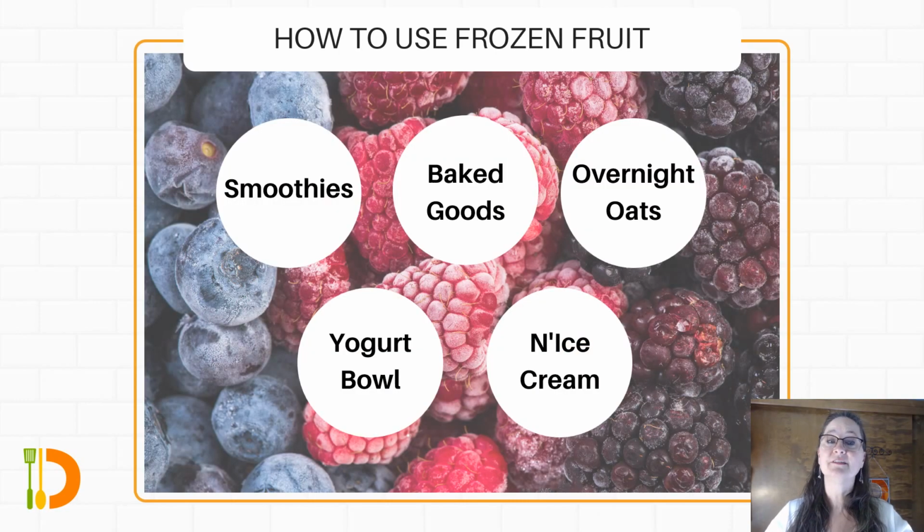Lastly, frozen fruit is a staple always good to have on hand. Fruits are picked and flash frozen at peak ripeness, so frozen fruit is an excellent way to enjoy your favorite out-of-season fruits all year round. Frozen fruit can be used in smoothies, smoothie bowls, baked goods, pancakes, overnight oats, yogurt bowls, or parfaits, or blended into a fruit dessert similar to ice cream known as nice cream.